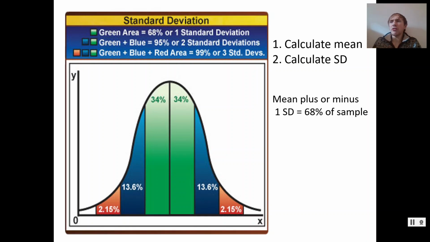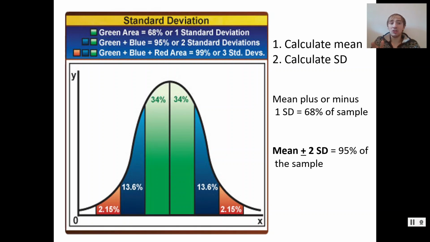So let's say the average height of men is 1.8 meters. It's not quite true, but let's say it was. Average height is 1.8 meters. And let's say the standard deviation is 0.1 meters. That's definitely not true, but let's say it was. 1.8 meters, 0.1 meters. That means 68% of men will be between 1.7 meters and 1.9 meters.